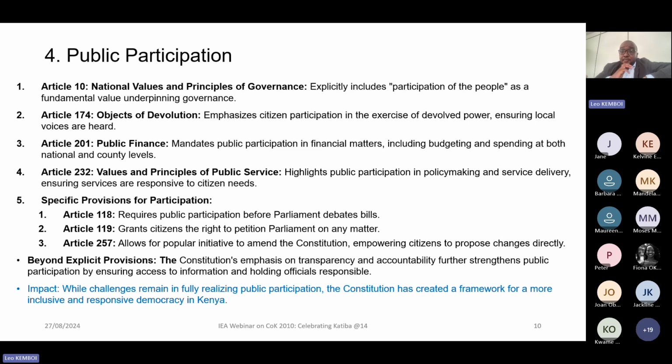Then the next issue is on public participation. Public participation is an important virtue, and in many different ways. So there's public participation, the one that most people know, which is Article 201.